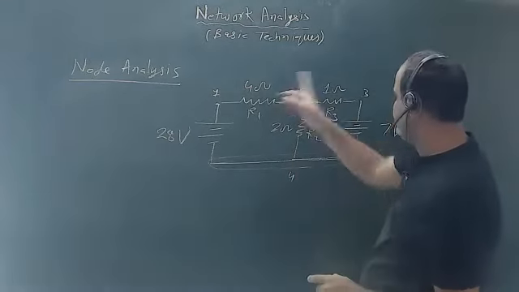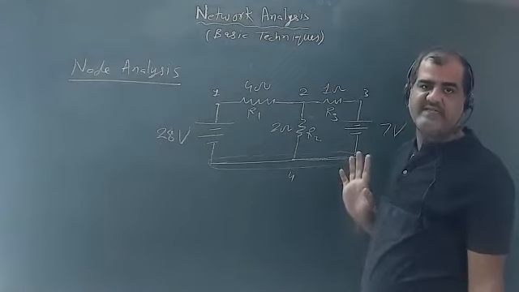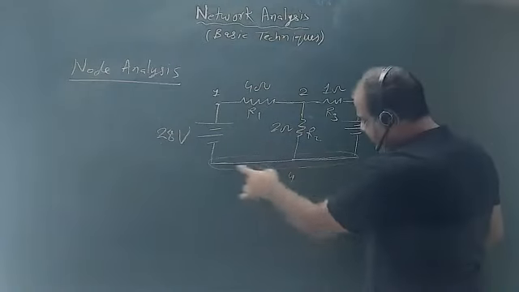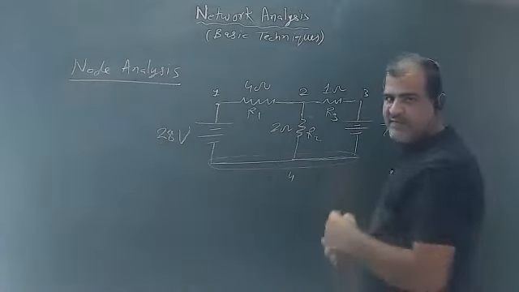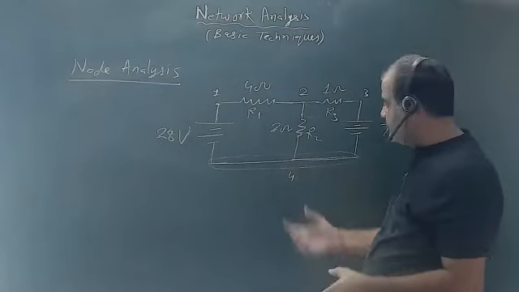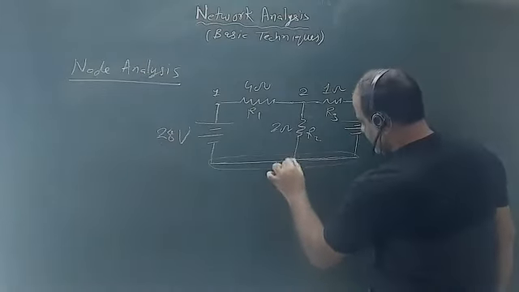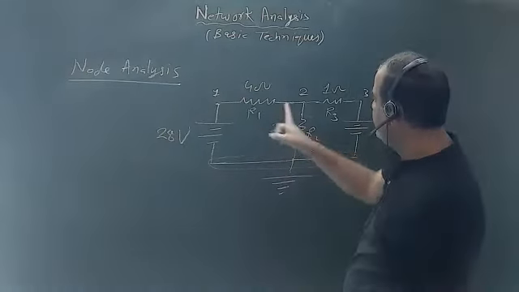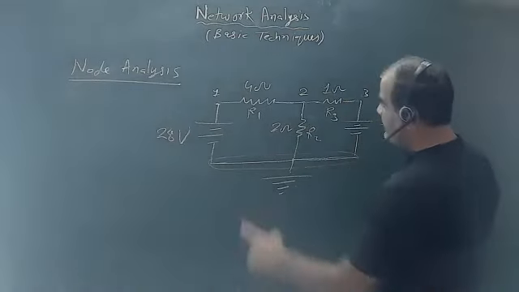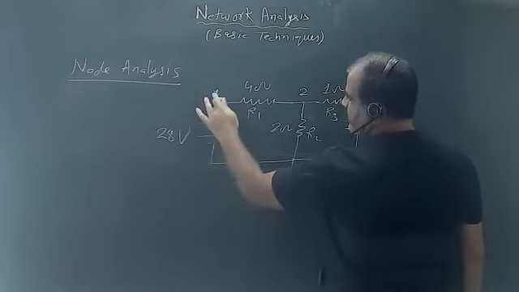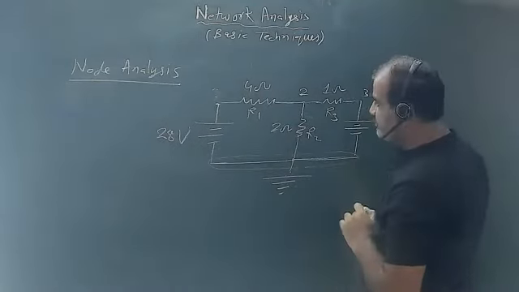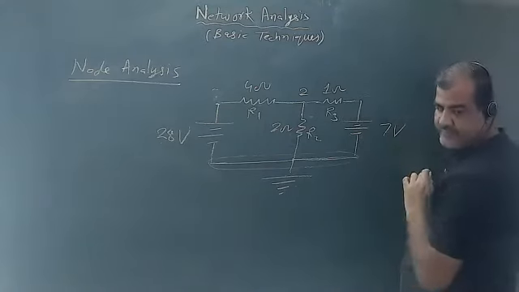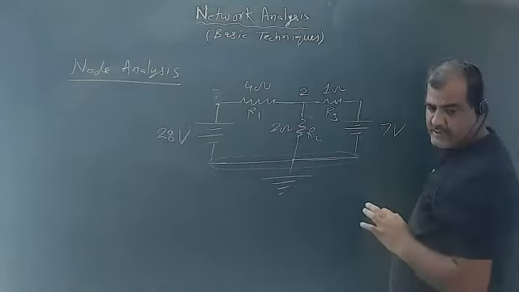Out of these 4 nodes, 1 node will be taken as a reference. Reference means ground. Suppose I take this one as ground. Whichever node is connected to the minus terminal or covers multiple terminals, take that node as ground. Now with respect to this node, I will calculate the values at the other nodes. This one is already known because it's connected to 28, so no need to calculate it. This is ground, and this is connected to 7, so this is already 7. I don't need to solve this one.